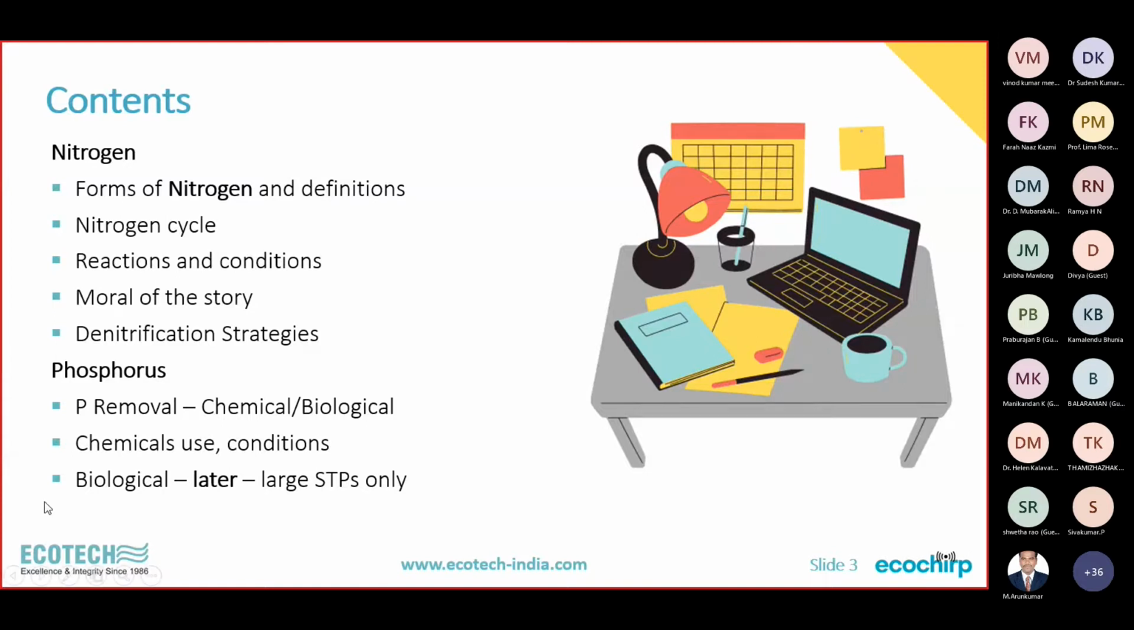Phosphorus, P removal, chemical and biological removal stages, chemical usage. What are the chemicals which are typically used? The conditions for usage of these chemicals. Biological phosphorus removal later, for large STPs only. We will not get into that right now. But large STPs will have to go for biological because the chemical costs become very high.